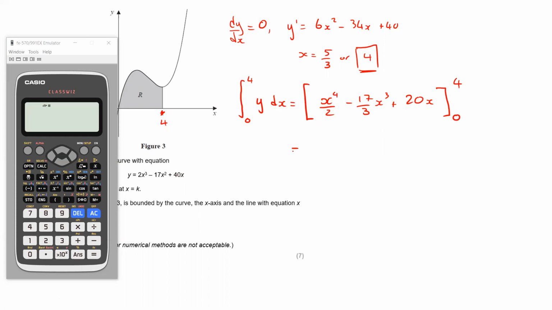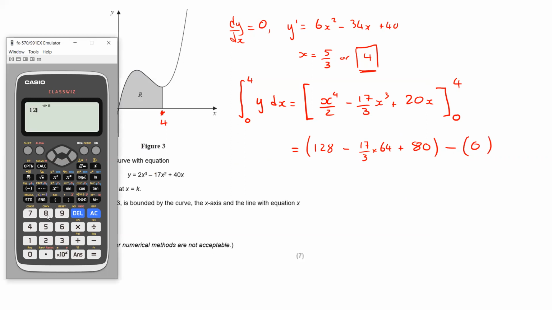I'm going to do it manually. Why not? So 4 to the power of 4. Oh, I take it back. Maybe I want. It's 256 divided by 2 is 128. So I've got 128. Minus 4 cubed is 64. 64 times 17. Maybe not. Maybe we'll do this in our calculator after all. But I'm going to have 17 over 3 times 64. And then plus 80. When it's 0, it's all going to become 0. So that's what I'll subtract.